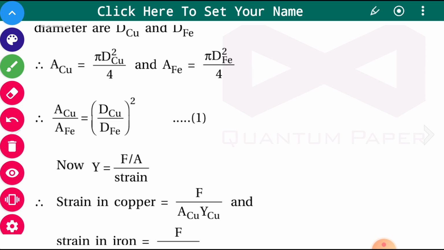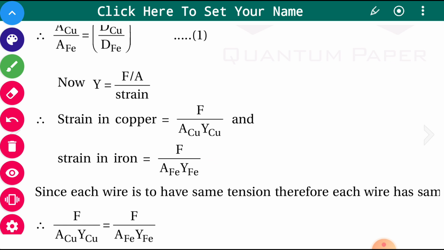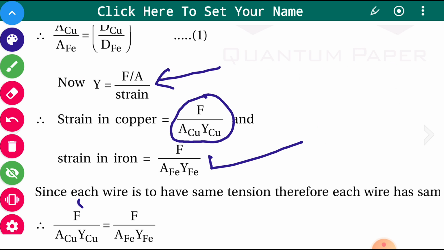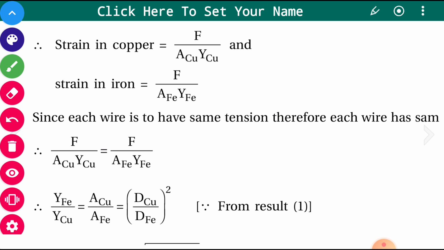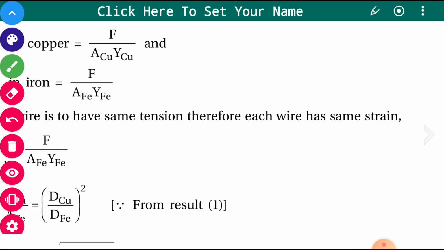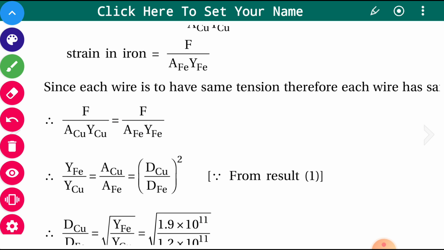Now as you know, Young's modulus is force upon area, that is stress upon strain. Strain is change in length upon original length. This is the general formula. Now strain in the copper wire can be F upon area of copper into Young's modulus of copper, and similarly the strain in iron wire can be force upon area of iron wire multiplied by the Young's modulus of iron wire. Since each wire is to have the same tension, each wire has the same strain. So the strains of the two, iron as well as copper, are compared and equated.